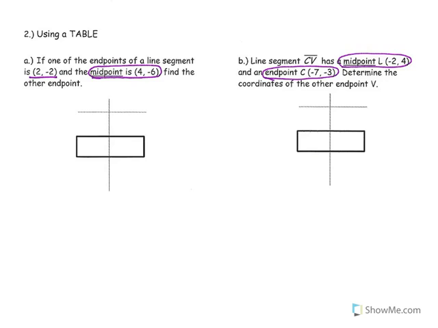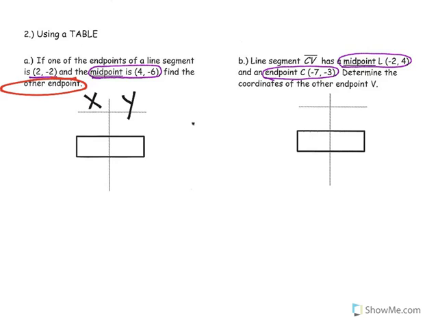Alright, so using a table, if one of the endpoints of a line segment is (2, -2), and the midpoint is (4, -6), find the other endpoint. So this is the setup of a table is pretty familiar. Again, recognize you're finding the other endpoint. Remember, the left is X, the right is Y, and what's going inside the box here is our midpoint.